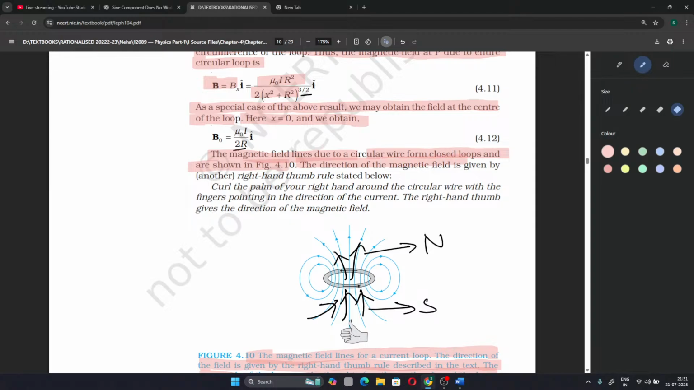The direction of the magnetic field is given by another right hand thumb rule stated below. Curl the palm of your right hand around the circular wire, with the fingers pointing in the direction of the current. The right hand thumb gives the direction of the magnetic field. When we curl our fingers in the direction of the loop, that is, in the direction of current flowing in the loop, then the thumb will point in the direction of the magnetic field.